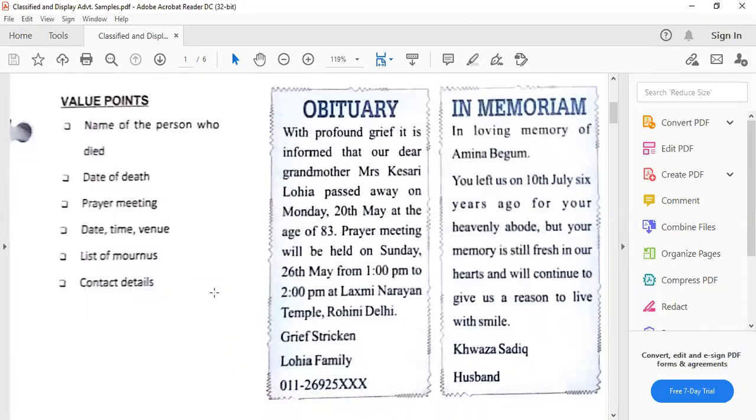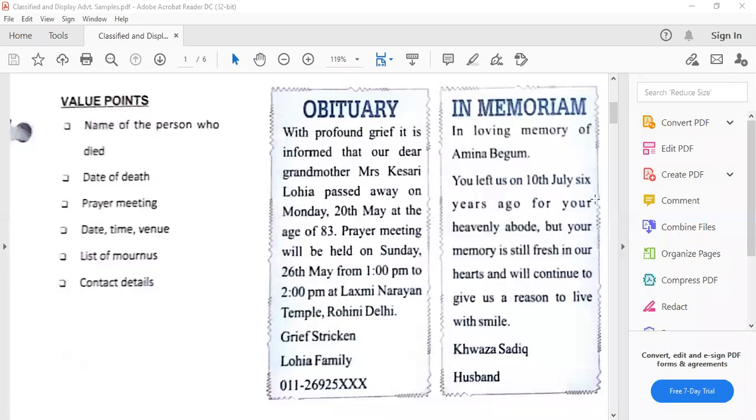We have very simple language. You have to tell the information about the person who had died and on which date. Then date, time and venue. Then you have to tell the list of the mourners, the members who are in grief, and then you can give your address and the contact number.